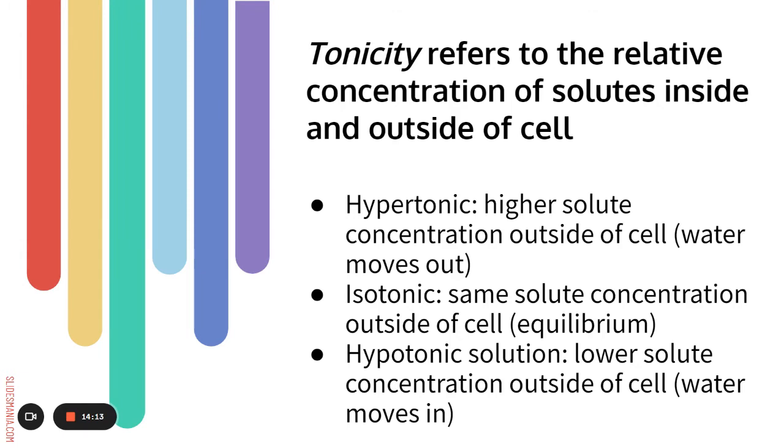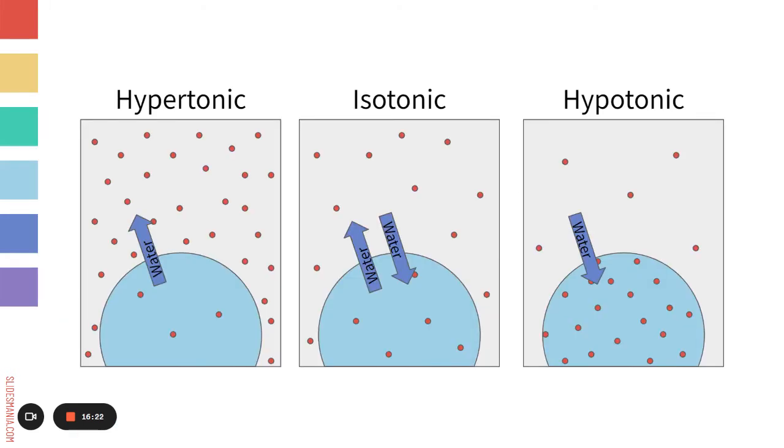In the middle, we have the idea of an isotonic solution. This is when we have the same solute concentration on the inside and outside of a cell. This gives us an equilibrium where water is entering and exiting, but the net movement of water is going to stay the same. And then finally, we have a hypotonic solution. This is when there's a lower solute concentration on the outside of the cell, and so water is going to come into the cell towards the higher solute concentration on the inside. You can see these three conditions represented in diagram form here.